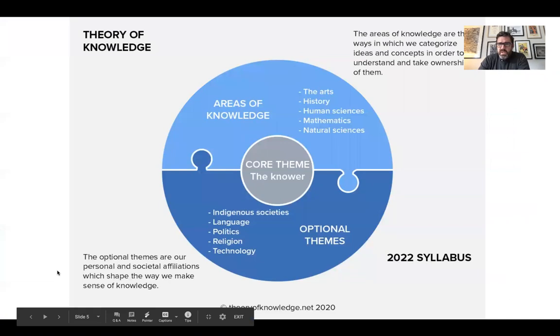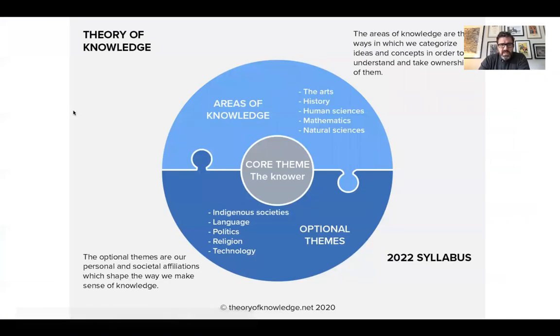So this is a quick look at the course. This is a little diagram that we've designed at theoryofknowledge.net. So these are the kind of 3 different aspects of the course. In the middle, we have the core theme, which is knowledge and the knower, which is kind of us as knowers. And around that, we have the areas of knowledge. You can see the 5 areas of knowledge there, which is the way in which we categorize ideas and concepts.